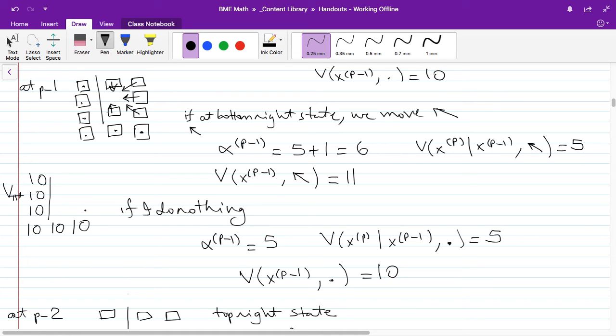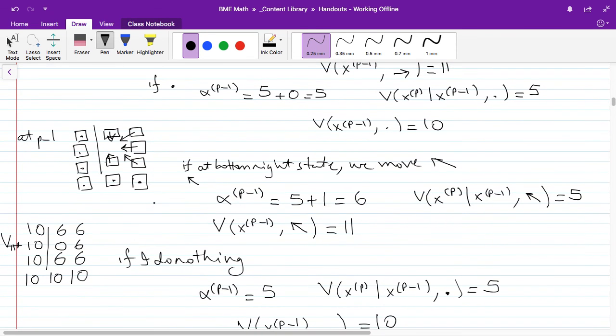Well, if you're here and you move to the new location, you're going to have a value of 6. If you're here and you move to the best location, you have a value of 6. 6 here, 6 here, 6 here, 0 here. Shouldn't it be 5? No, because you have to move once.